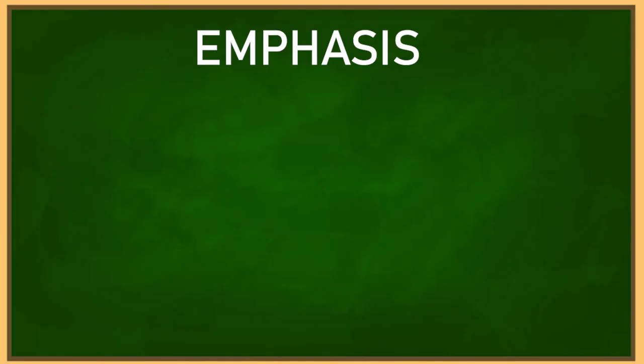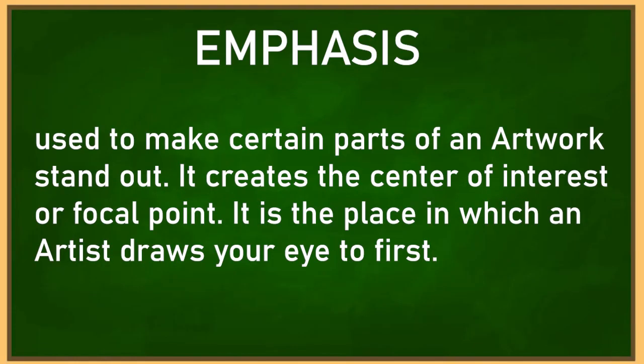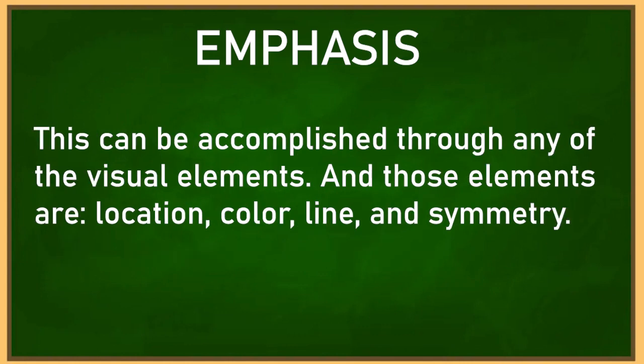Next is emphasis. This is used to make certain parts of an artwork stand out. It creates the center of interest or focal point. It is the place which an artist draws your eye first. This can be accomplished through any of the visual elements, and those elements are as follows. It can be location, color, line, and symmetry.